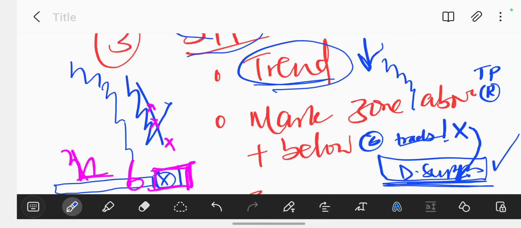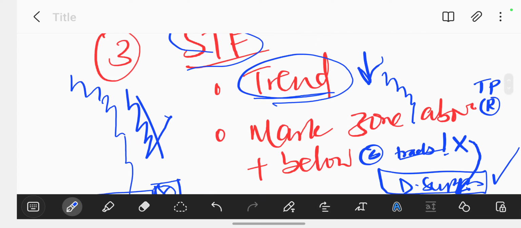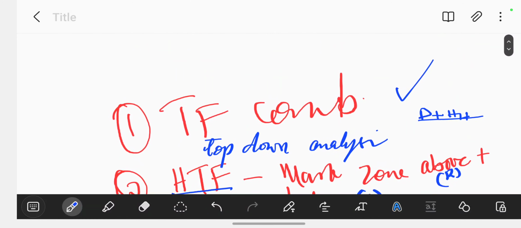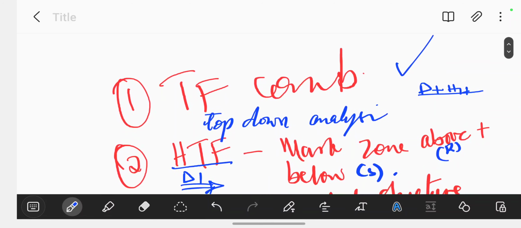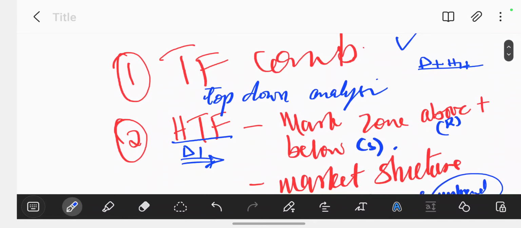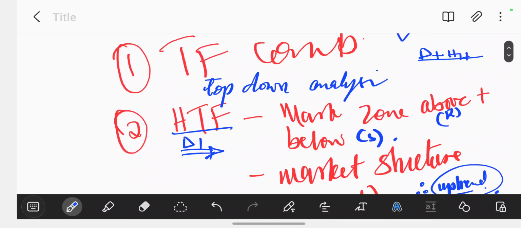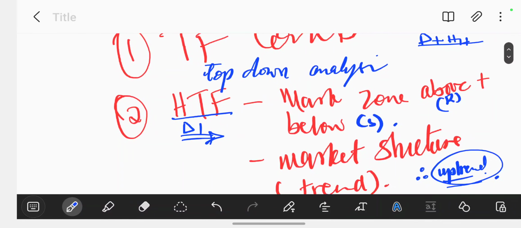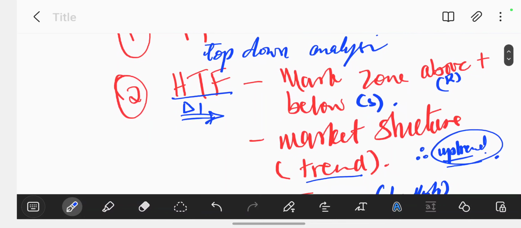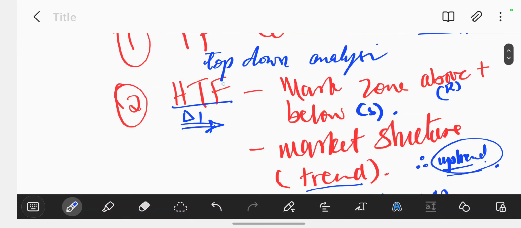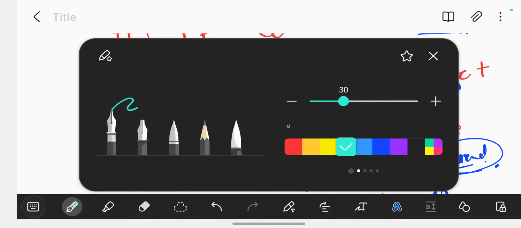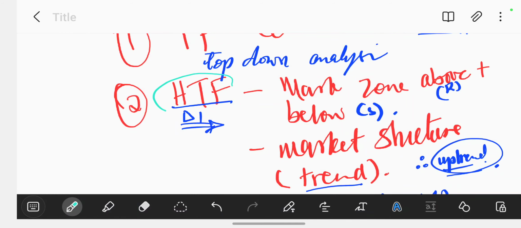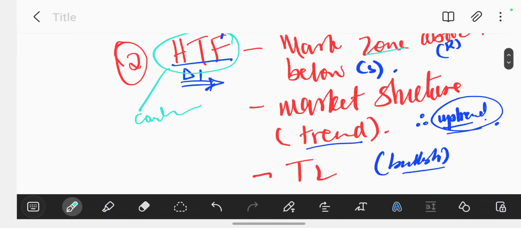So make sure that you write this stuff in your notebook, where you're saying which time frames am I trading. Then after doing that, you can say, let me do top down analysis where I'll start from the highest time frame. This is the highest time frame in your combination. When you get there, that's when you mark the zone above and the zone below. Let's go to the chart and then I'll show you.